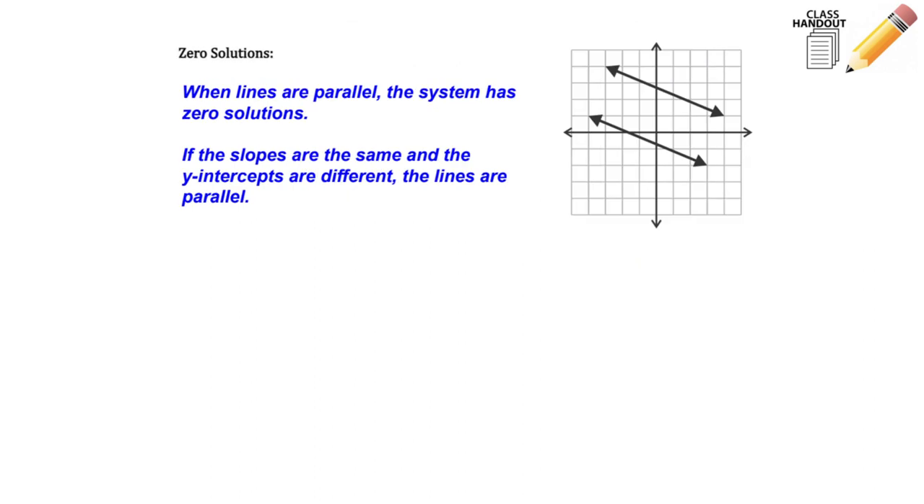A system can have zero solutions, and that occurs when the lines are parallel. As in the previous lesson, we learned about parallel lines. We learned that if the slopes are the same and the y-intercepts are different, then we know that the lines are parallel. So these lines will never intersect. That's why we say they have no solution.